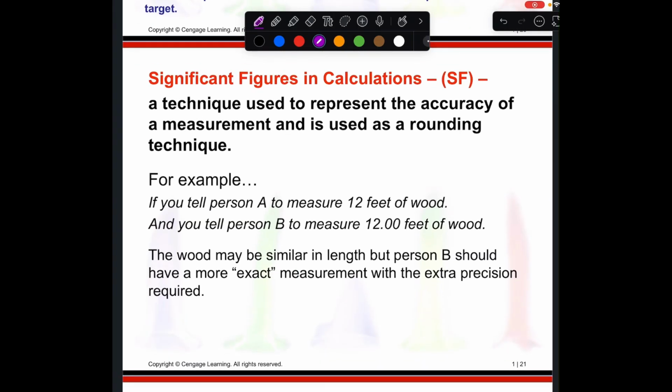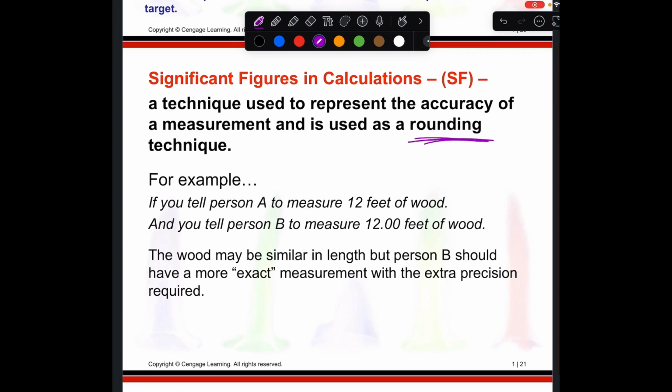Now, we want to talk about how we can measure precision. So we use significant figures, or sig figs, or significant digits when we are trying to understand how precise or accurate a number is. Okay, so significant figures is a technique that we use to represent accuracy of measurements, and we use it as a rounding technique, and we're going to actually use these throughout our entire course. So understanding the basics of sig figs is very important.